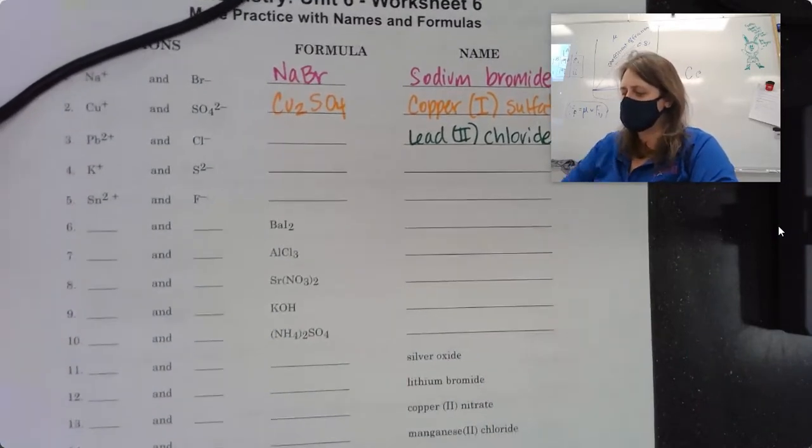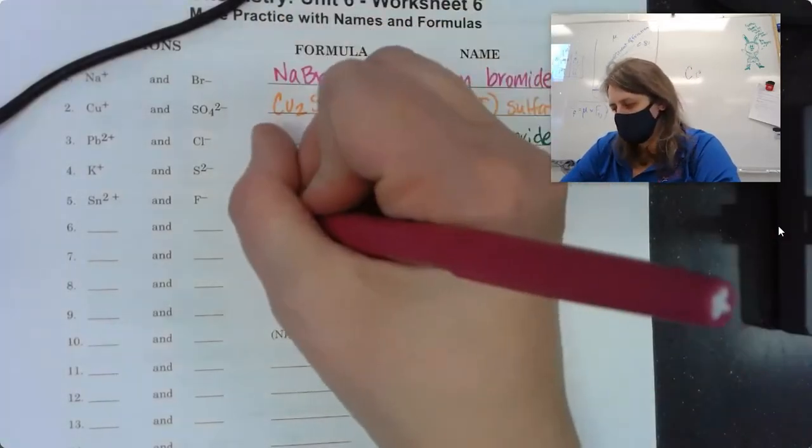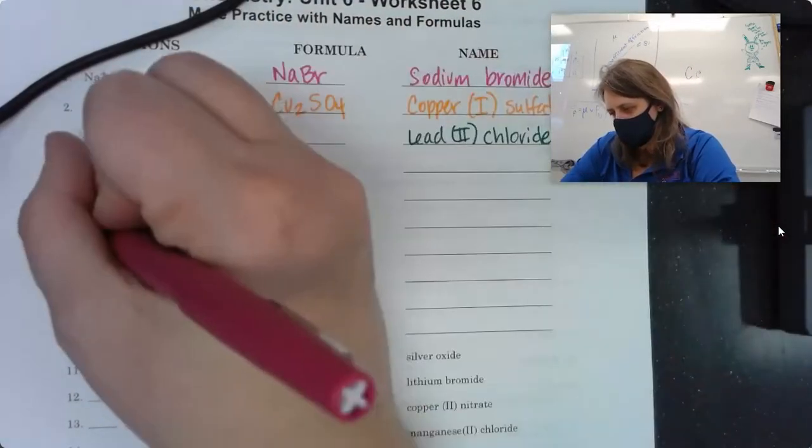If we go down to number 6, we've got barium and iodine. Barium is +2 charge. Iodine's got a -1 charge.